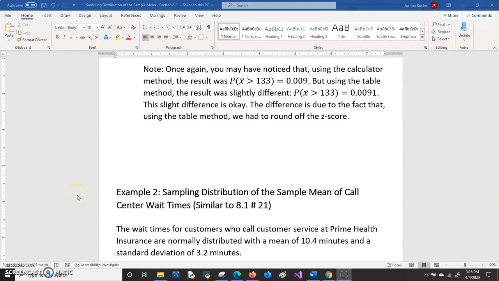Let's look at another example relating to sampling distributions of the sample mean, and this one involves the distribution of sample means of call center wait times. This is really similar to number 21 in section 8.1. Not just that number, it's really similar to most of the problems you'll see in the homework, but in particular number 21.